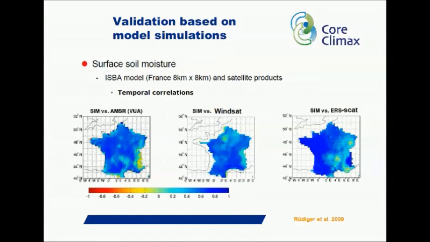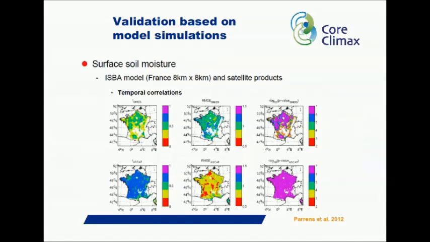What is striking here is that the spatial features of the temporal correlation may differ sharply from one satellite to another. In particular, the ERS-SCAT result is markedly different from the other two, which is logical because ERS-SCAT is a radar, so it's an active measurement, while the other two are radiometers. Another example, with ASCAT and SMOS again. On the top, you have temporal correlations between the model and SMOS, and below you have the same for ASCAT.